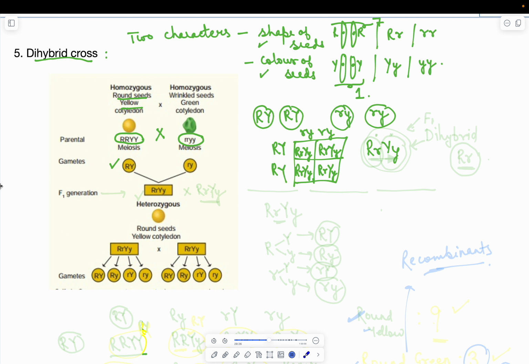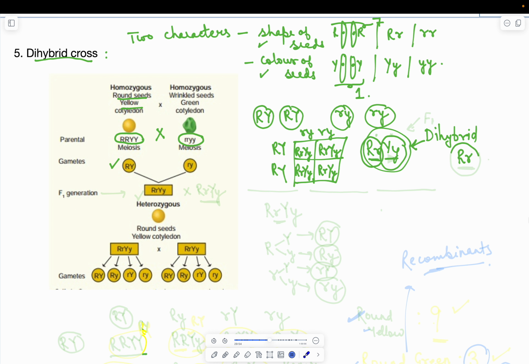So why are we calling this plant a dihybrid? What's the reason? Because it is a hybrid. It's a hybrid for both pairs of alleles. It is hybrid for this as well as for this pair of alleles. So this is a dihybrid. If you remember, in the case of monohybrid, the condition was this only.